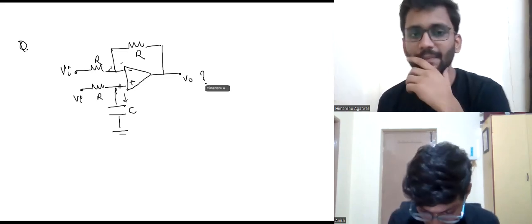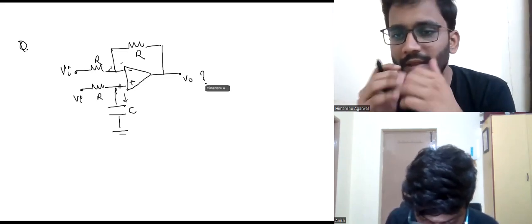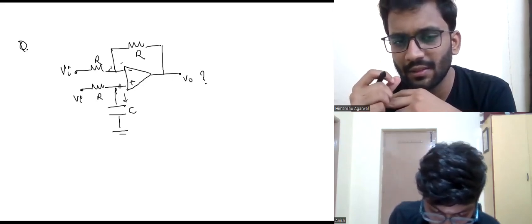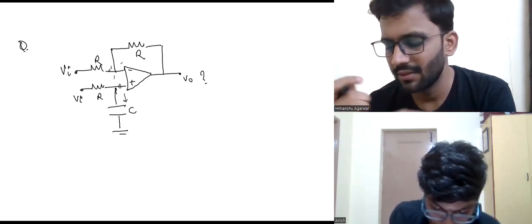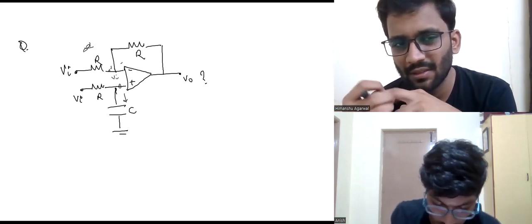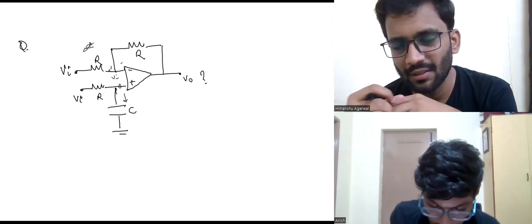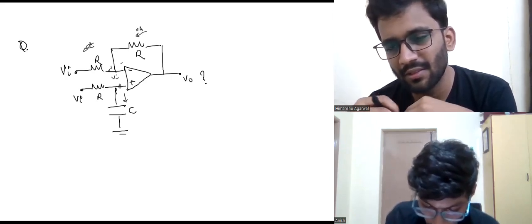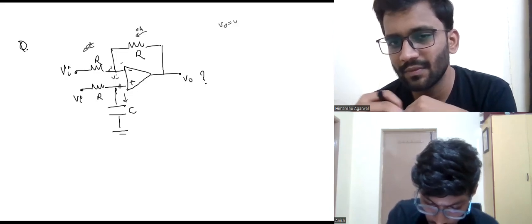For DC analysis, a similar type of analysis happens. This VI comes over here. Now both of these ends have VI, right? So the current through this is 0 amps. Current through the op amp is 0, hence the current through this is 0 amps. So the drop across this R is 0. So at DC frequency, V naught will be equal to VI.